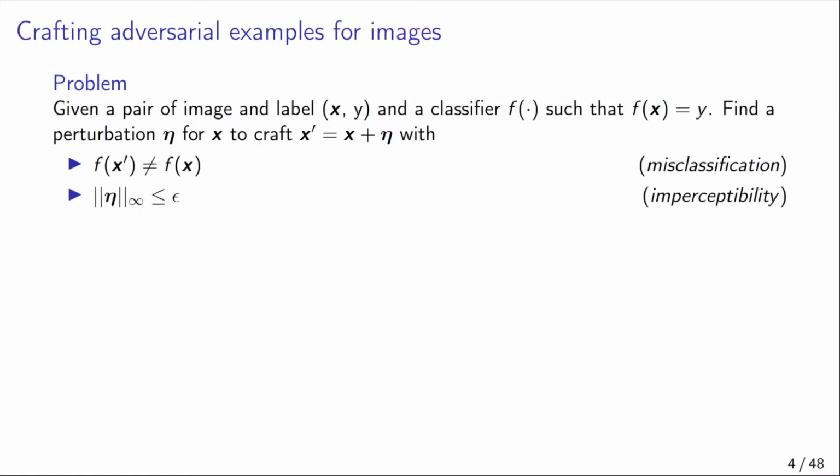And the second one is that the perturbation shouldn't be too large. In this case, the max norm of this perturbation should not be larger than some epsilon. And this epsilon is usually referred to as the perturbation norm, or you can interpret it as the imperceptibility threshold that you have.